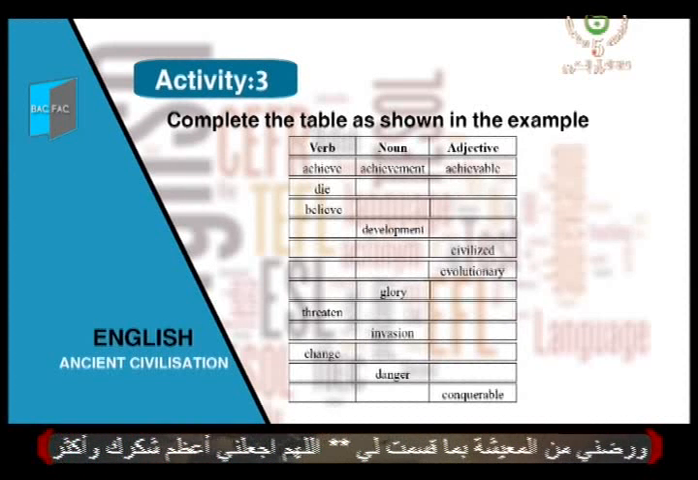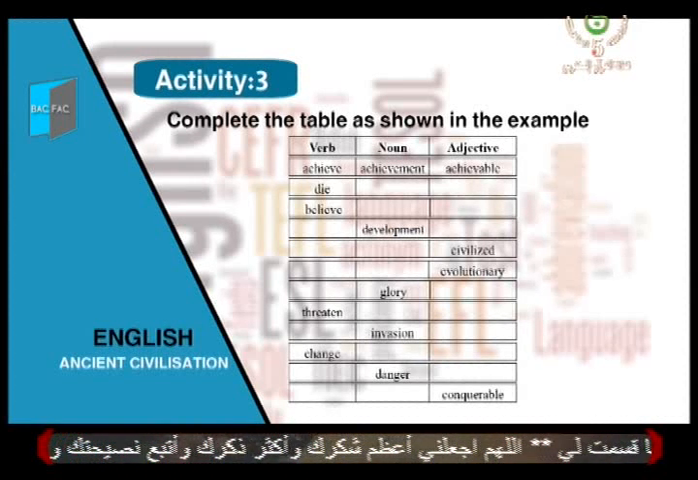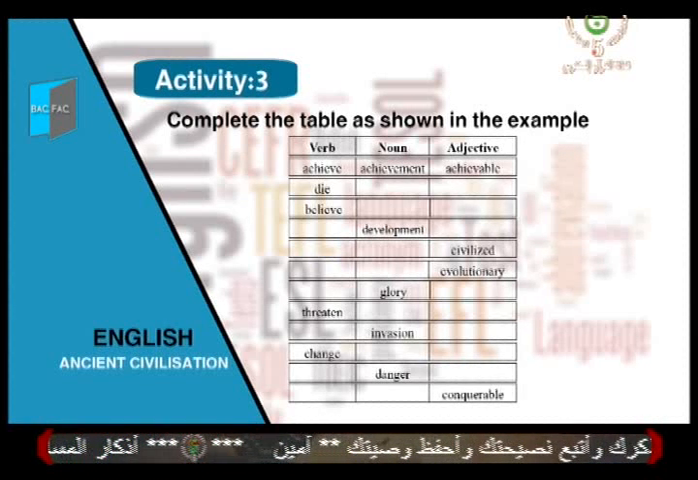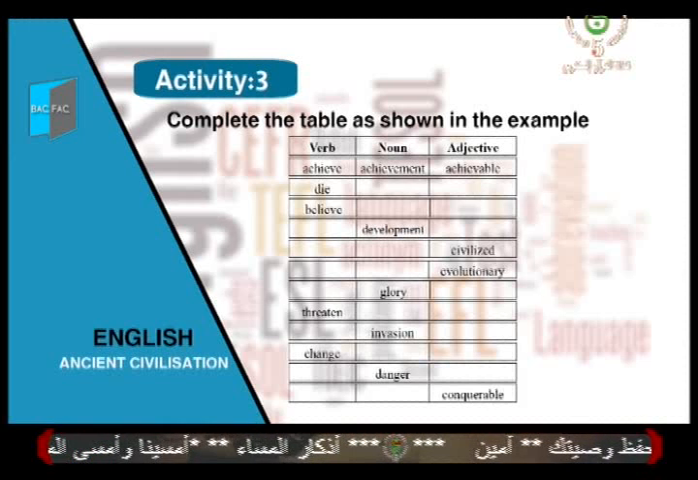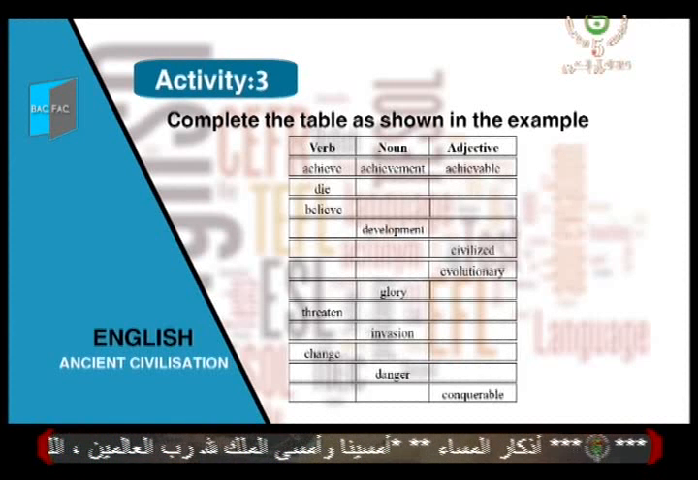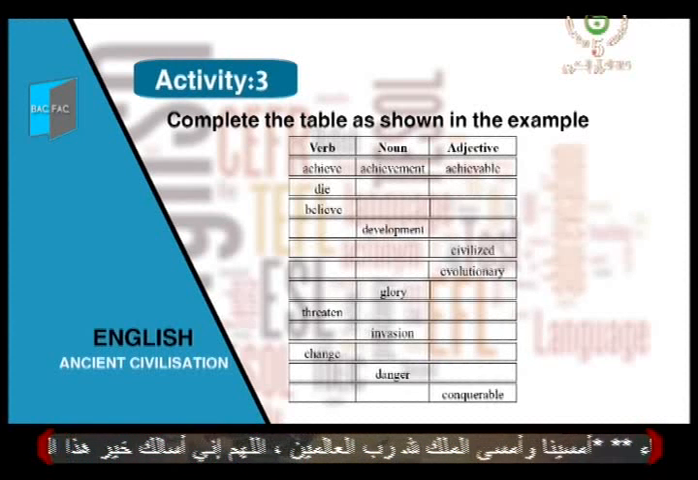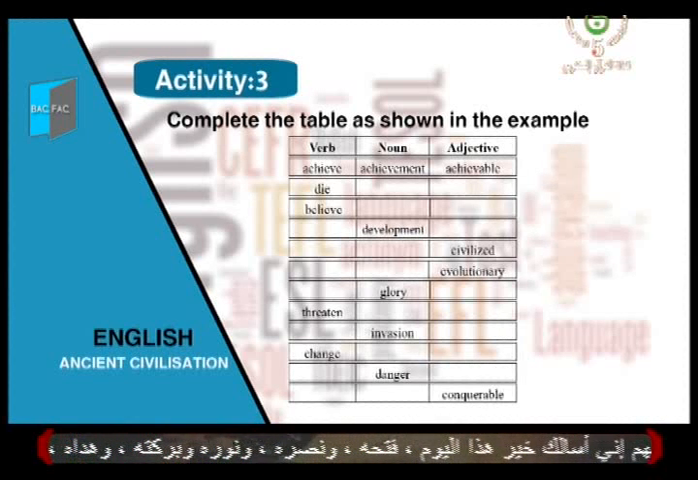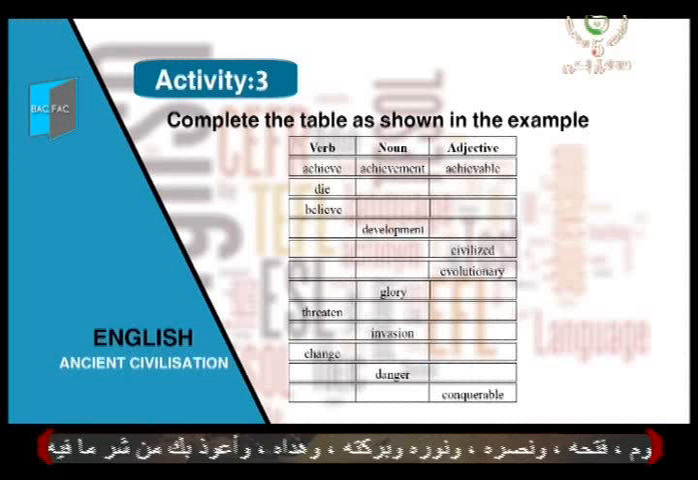Now we are going to do an activity in which you will see other words related to today's theme. Let's start with the first activity. Complete the table as shown in the example. The example is, as Mr. Dahma said, achieve, achievement, and achievable.